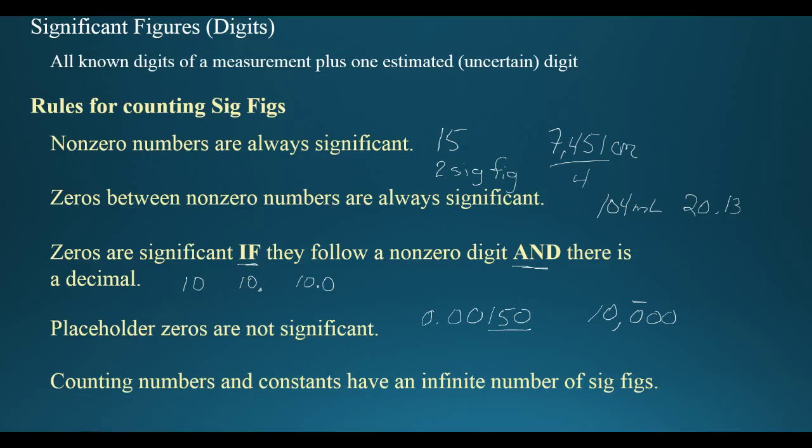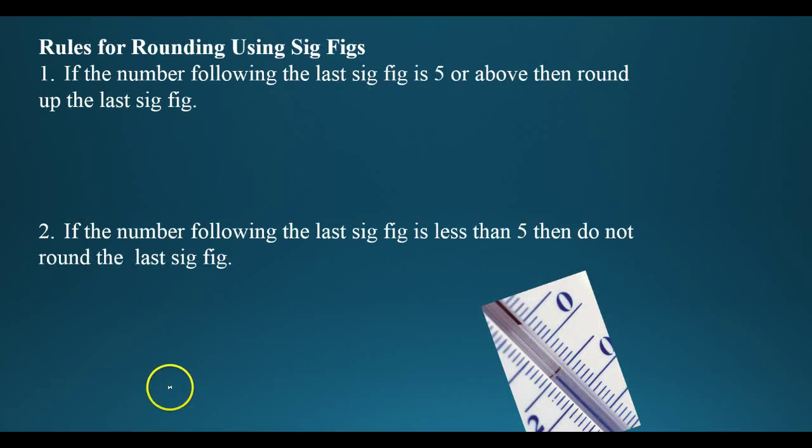Okay, so let's go on to rules for rounding using significant figures. If the number following the last sig fig is 5 or above, then round up the last significant figure. So for instance, if I have 1.0245 and 4 is my last significant figure, we have a 5 after the 4, so that 4 will round up to 1.025.